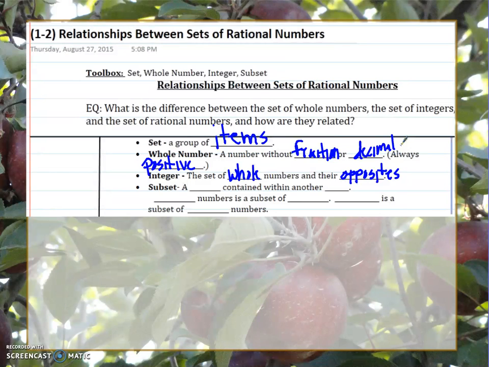Subset, a set contained within another set. Whole numbers is a subset of integers. And integers is a subset of rational numbers.